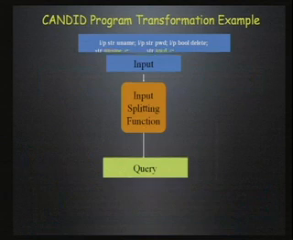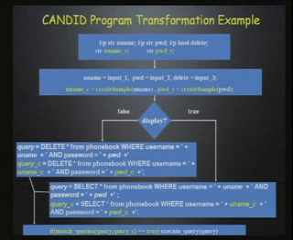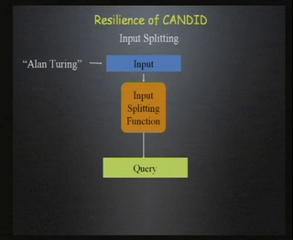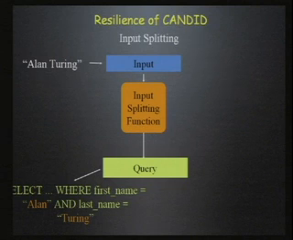So we've seen the basic idea behind CANDID, and now I want to give a couple of examples that show that the technique is remarkably resilient in several practical situations. So let's look at an input splitting function. What this application does is take a string like Alan Turing, and it results in a query where it splits the name into first name and last name.